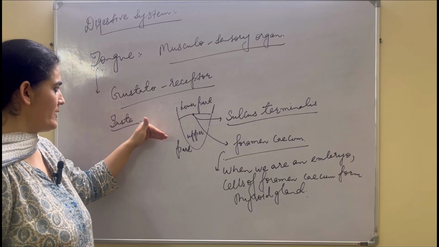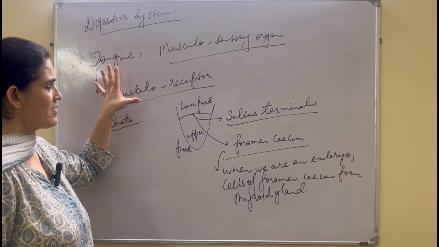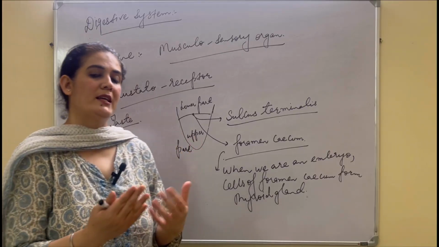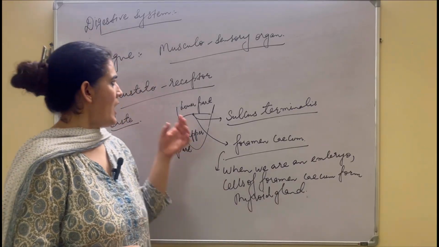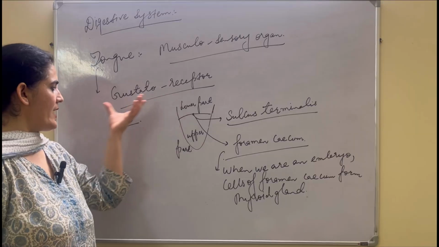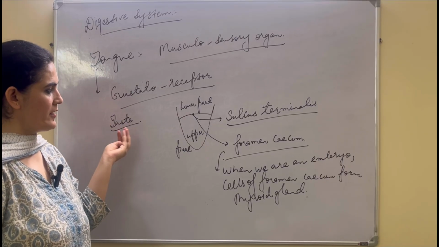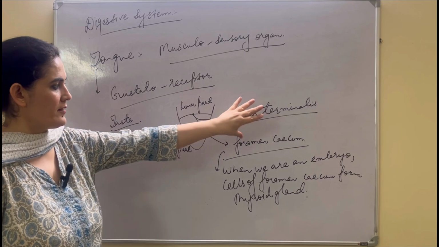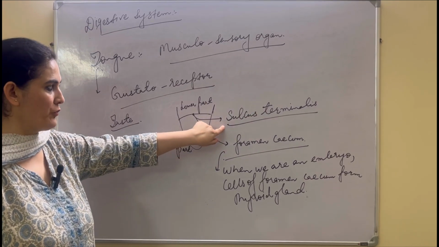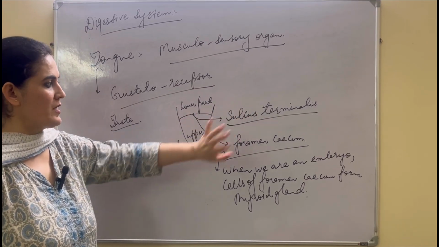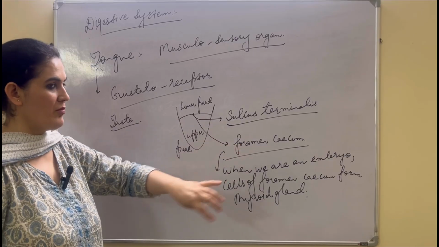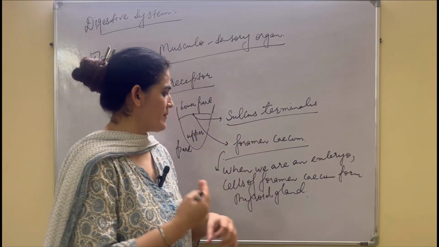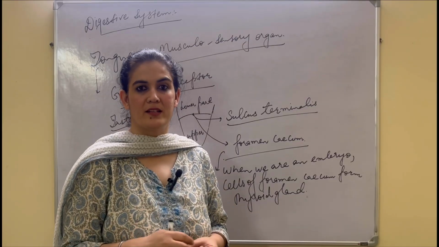I will repeat this again: the tongue is a muscular sensory organ. It helps in speech, it helps in mixing of food, and it is a gustatoreceptor as it helps in detecting taste. It is divided into lower and upper parts by the sulcus terminalis, and the tip of this sulcus terminalis is called the foramen cecum, and when we were an embryo, cells of this foramen cecum form our thyroid gland.